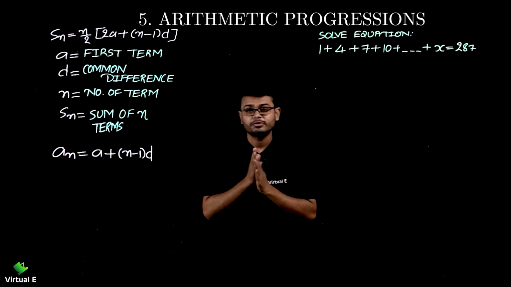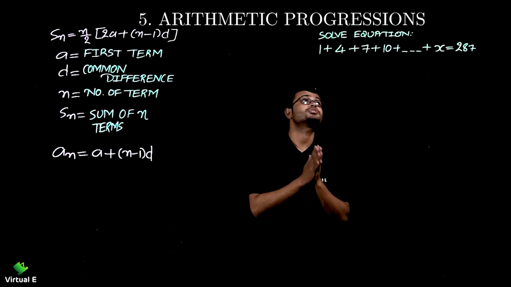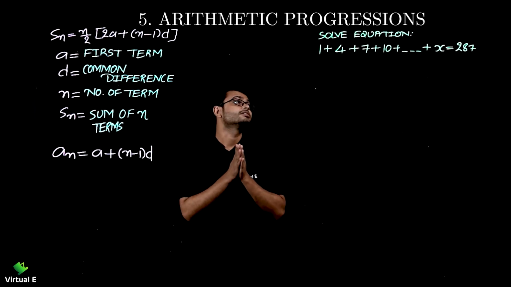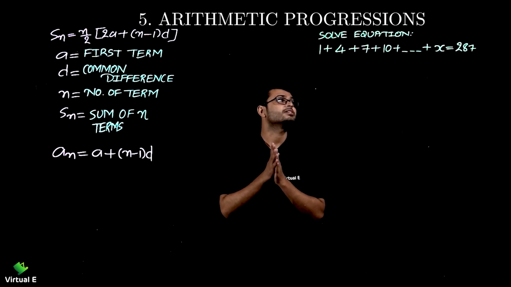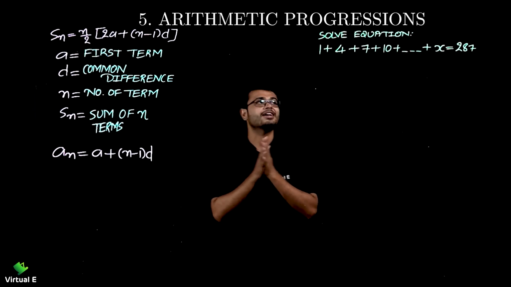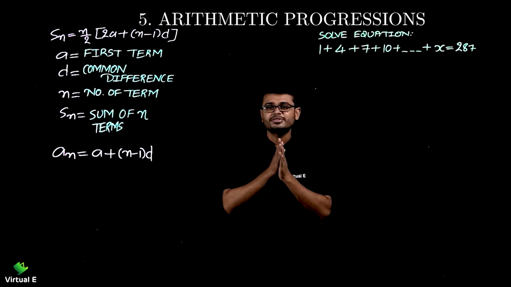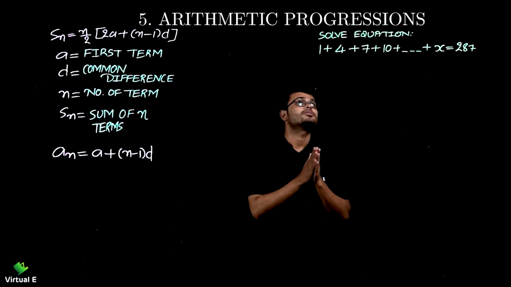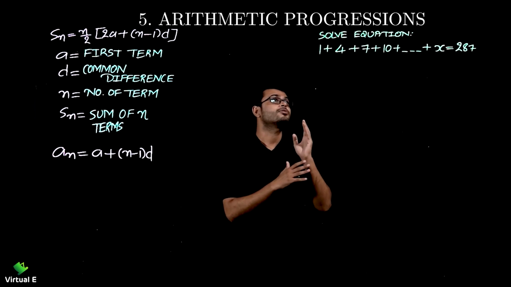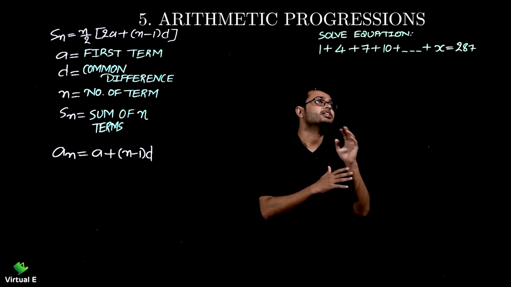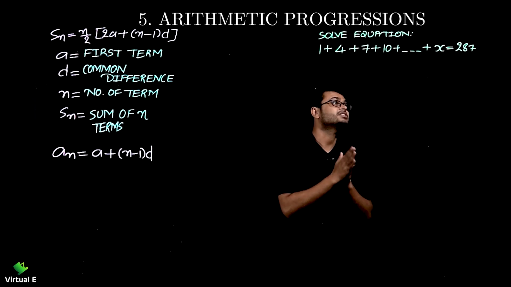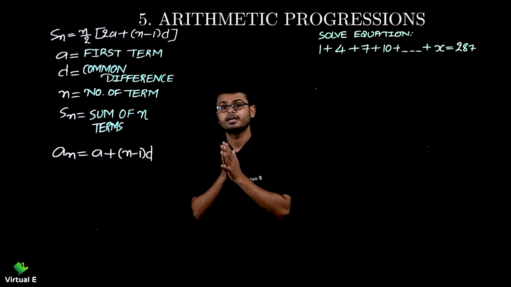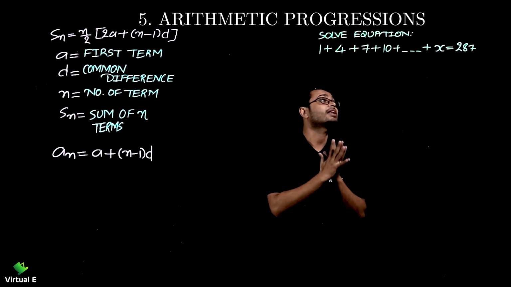So one more interesting question. Here it is given: solve the equation. You must be thinking it is a linear equation, very easy, just do it like this. Okay, it's not like that. We are going to use the concept of AP. So the question is 1 plus 4 plus 7 plus 10 plus dash dash dash plus x is equal to 287. We need to find the value of x.